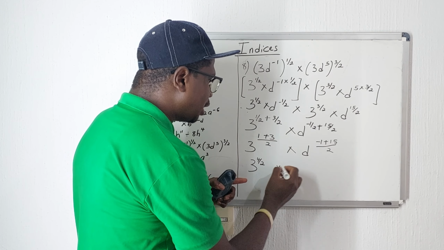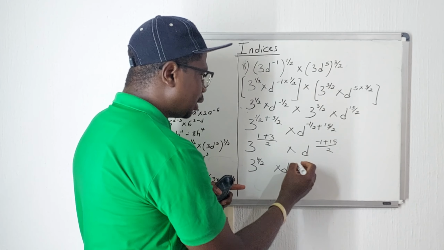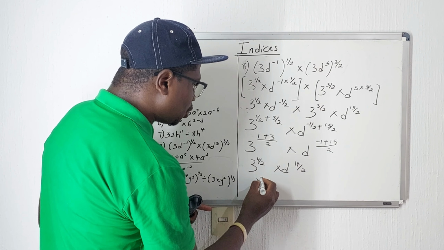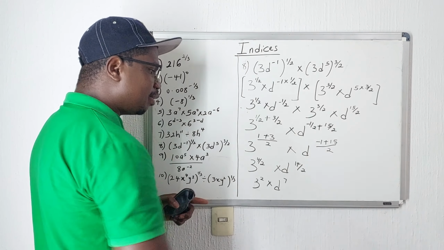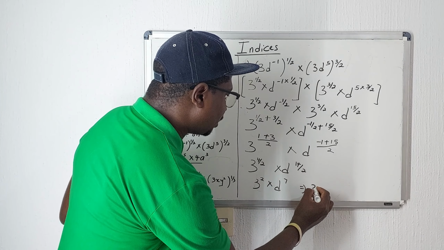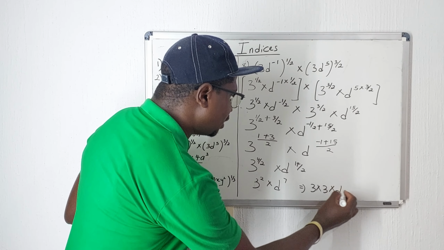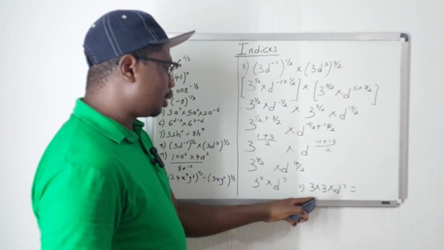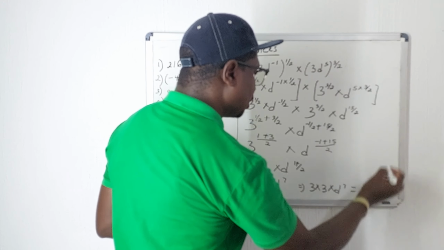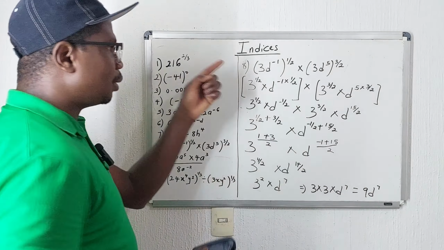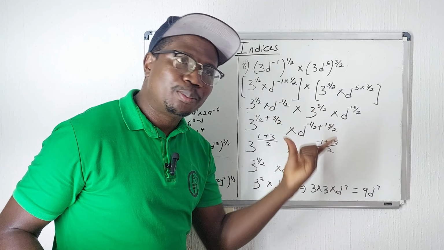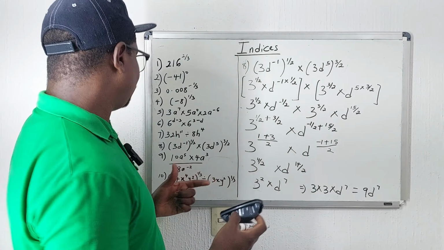4 over 2 times D. 15 minus 1 is 14 over 2. So we have 4 divided by 2 is 3, 2 times D, 7. And what is 3D? 3 raised to power 2 is what? 3 times 3 times D, 7. So final answer is what? 3 times 3 is what? 9D raised to power 7. So see, you can see it looks complex, but it's very simple. Just follow the procedures and the laws and you're going to get your answer.